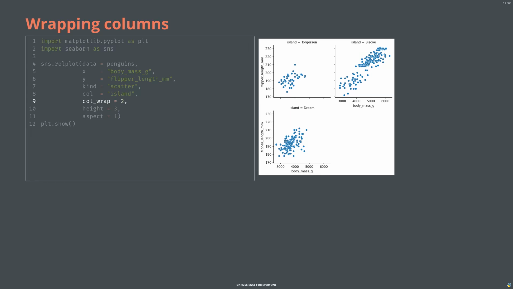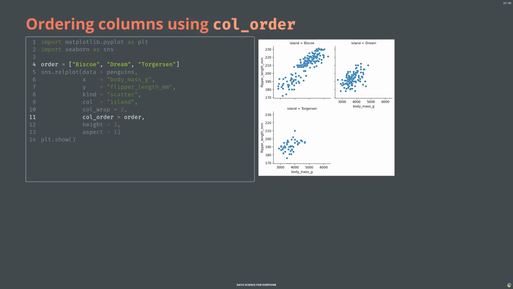In this case, we have 3 subplots, one for each island, which can be a lot to fit into a single row. We can change the layout by using the col_wrap parameter. This lets us specify how many subplots we want per row. For instance, setting col_wrap equals to 2 will arrange the subplots into 2 columns, wrapping the rest onto the next row. We can also set the order of the different islands using the col_order argument. We make a list of islands where we set the order and then set that list as the value of the col_order argument. This organizes the islands based on the list order.